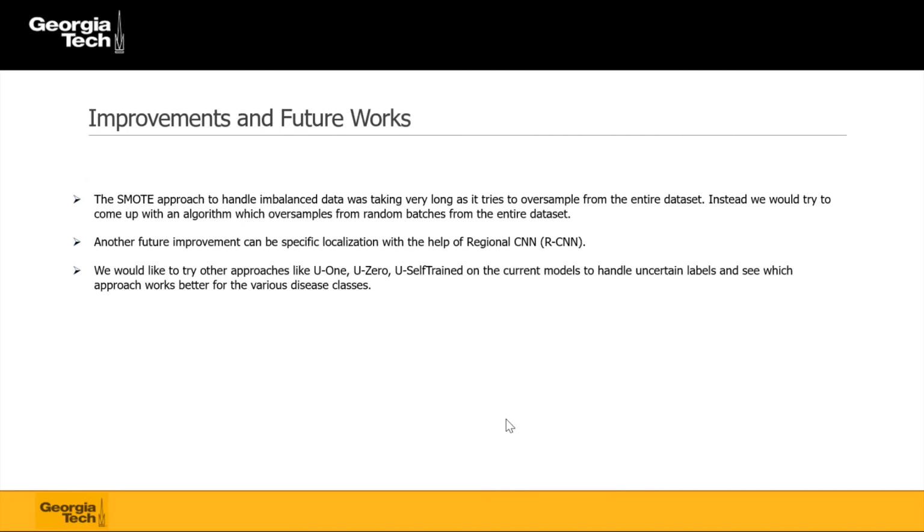As SMOTE tries to oversample from the entire dataset, it is slow, so we would like to come up with batch-wise SMOTE in the future. We plan to try regional CNN for specific localization. Also, we would like to try the U0, U1, and U self-trained models mentioned in the CheXpert paper to handle uncertain labels.